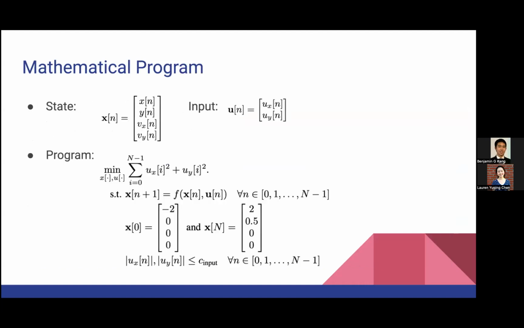To solve this, we use a mathematical program that does direct transcription. At each time step, we have a state consisting of the positions and the velocities, as well as an input consisting of a force in the x and the y direction. Our program minimizes the running cost that corresponds to the magnitude of the force. And we have constraints for the dynamics, as well as state constraints for ensuring that it starts and ends in the right positions, and input limit constraints.